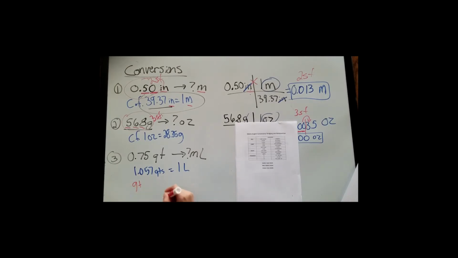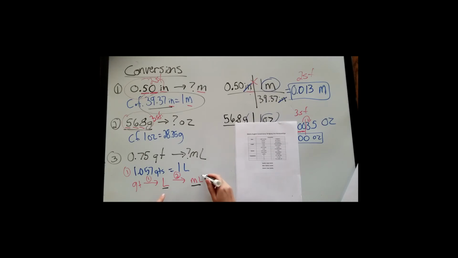So I'm going to start at quarts using this conversion factor. Let's call it conversion factor number 1. It will get me from quarts to liters. Okay, but I don't want to stop at liters. I want to get to milliliters. So that means I'm going to need a second conversion factor to go between liters and milliliters. So what would my second conversion factor be? Well, I need to look up a conversion factor that goes between liters and milliliters.